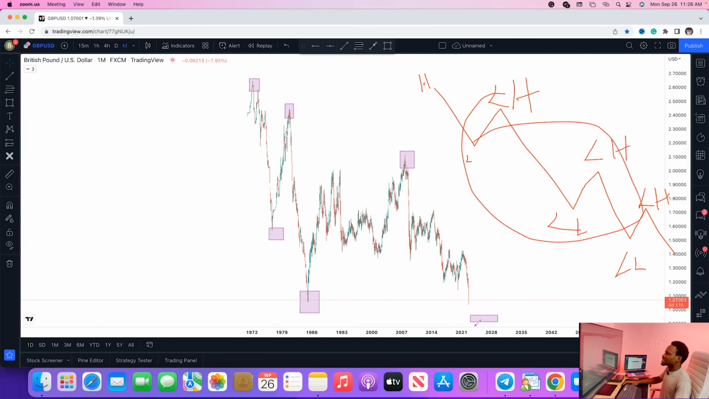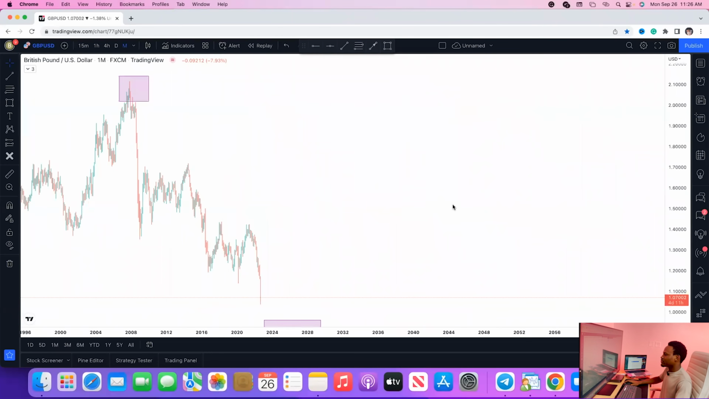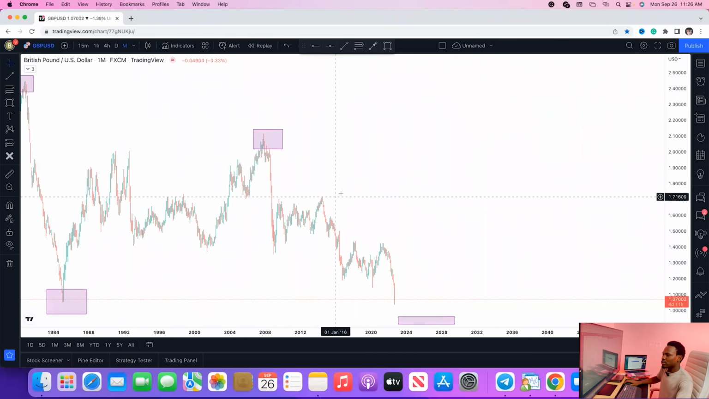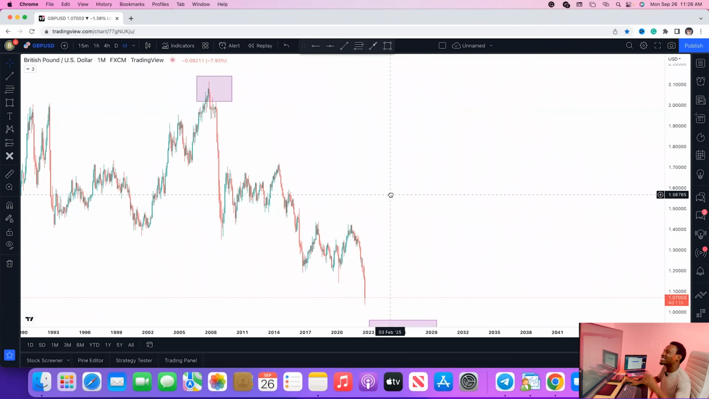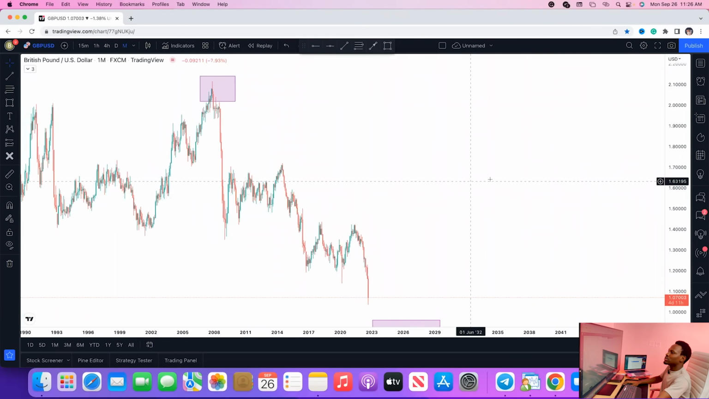Okay, so now because I say we should be expecting more drop, doesn't mean that you should just go in on right now and hop in on a drop. That's why there is more need for us to find a strategy that will let us know whether to go long or to go short at each particular point in time. So this is a monthly chart.